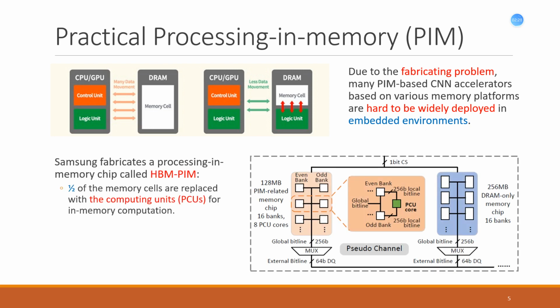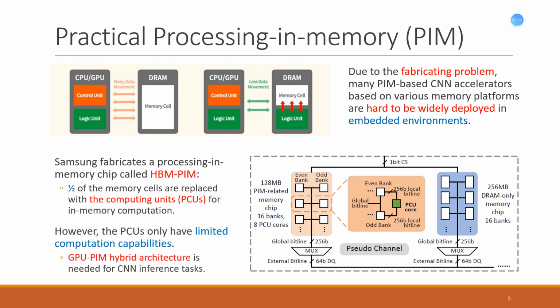Recently, Samsung fabricated a processing memory chip called HBM-PIM, in which they replace half of the memory cells with some computing units called PCU to provide computation. Here we can see the orange background, where they reduce the memory capacity compared to the normal chip with the blue background, and add some PCU cores into it. But such simple PCU cores only have limited computation capabilities. Thus, we need the GPU-PIM hybrid architecture to perform CNN inference tasks.